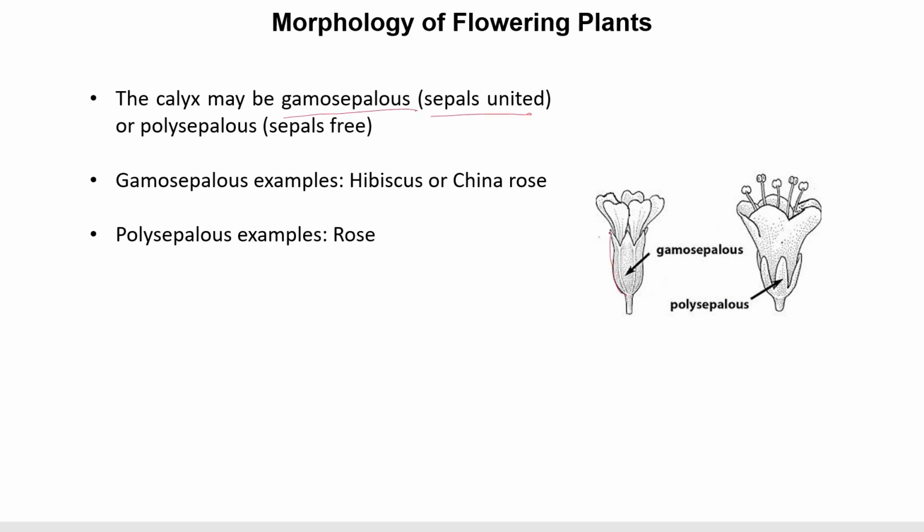The calyx may be gamosepalous, sepals united. So here you can see the sepals are united, they are not free. Okay, so if the sepals are united, then it is called gamosepalous. Polysepalous, when the sepals are free. Here you can see all the sepals are free, so then it is called polysepalous. Examples of gamosepalous are hibiscus and China rose, and a polysepalous example is rose.